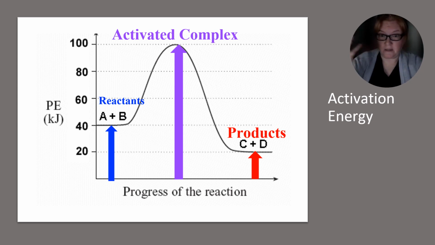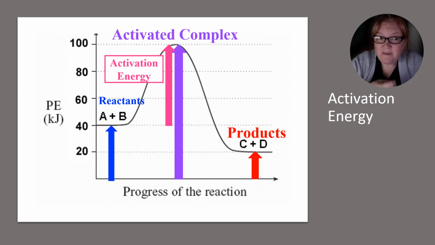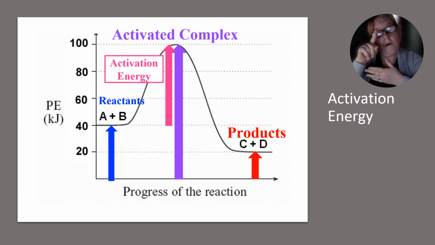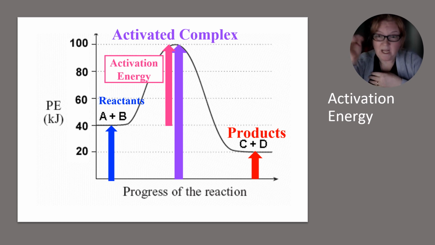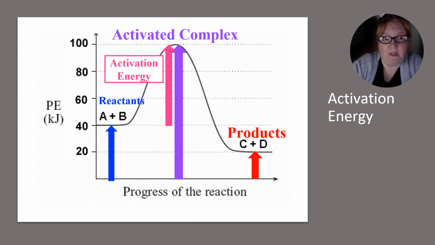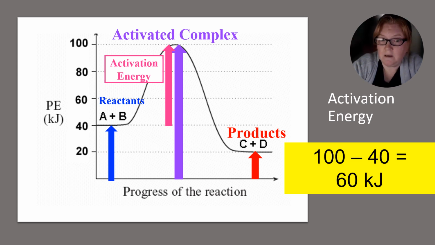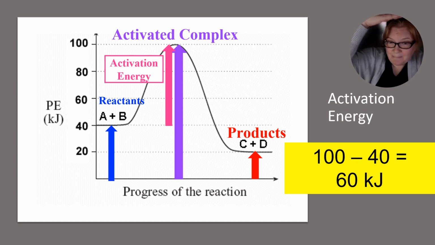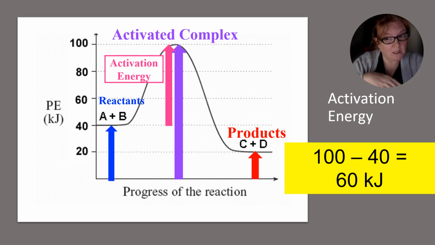Well, we have a certain amount of energy that we started with. That's where we are with the reactants. And where do we have to get to for this reaction to proceed? Right to the top. So the activation energy takes us from where we started with the reactants all the way to the highest point. That's where we need to get to. So what would it be? Well, we would do 100, the top, minus 40, where we started, and you would get 60 kilojoules.